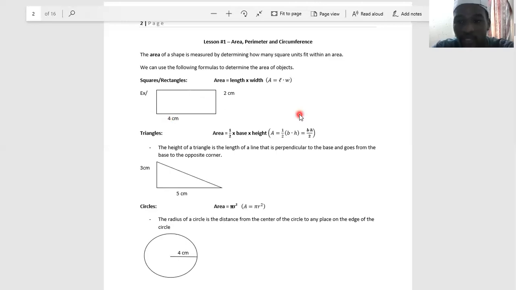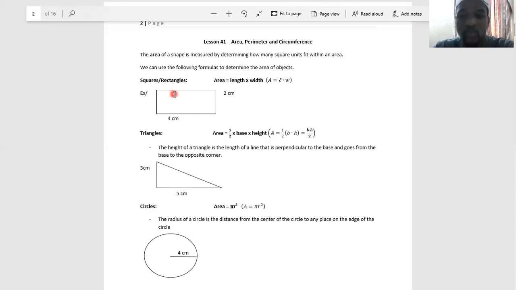But we won't be having a grid paper, and you can't always rely on a grid paper. Hence, you're given formulas. We can use the formulas to determine the area of an object. Each shape has its specific formula for area and for perimeter. You're expected to know all the formulas, but they are pretty simple, guys.